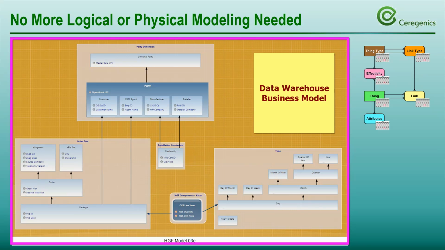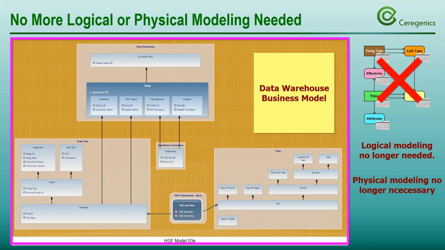But do you need to know anything about that logical model? No. Do you need to know anything about the physical tables in which the things and links the computer identifies will be stored? No. Hypergeneralization allows the data warehouse designer to work solely at the business level. Logical and physical data modeling has been removed from the process of delivering business intelligence to the end users.